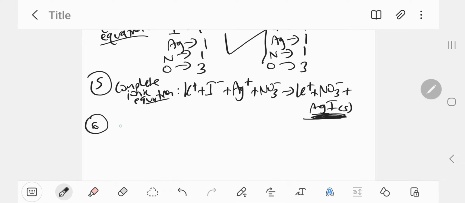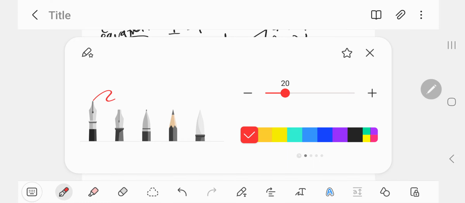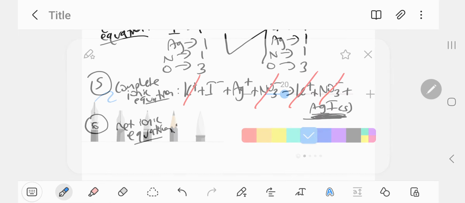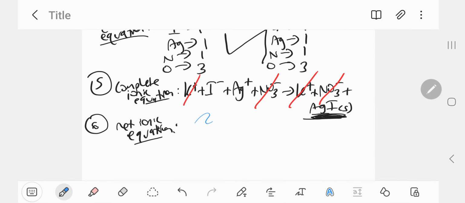The last step, typically, is to find the net ionic equation. This is like an equation in maths, right? You've got potassium. You can cancel out. You've got 1 potassium ion on the left, 1 on the right, they cancel out. You've got 1 nitrate on the left, 1 nitrate on the right, cancel out. And whatever you're left with, that's the net ionic equation.